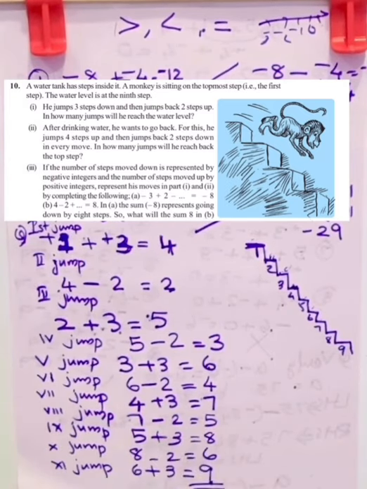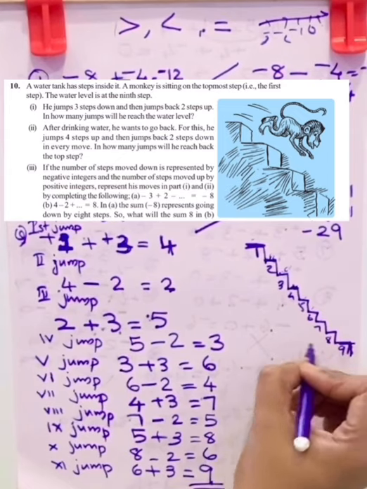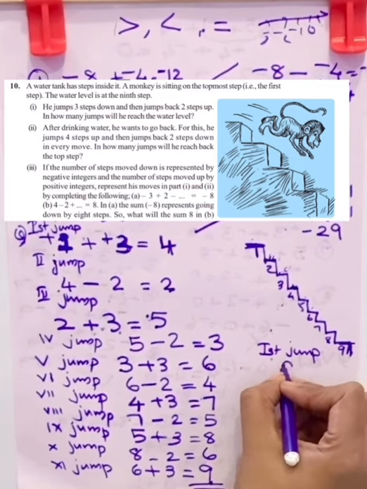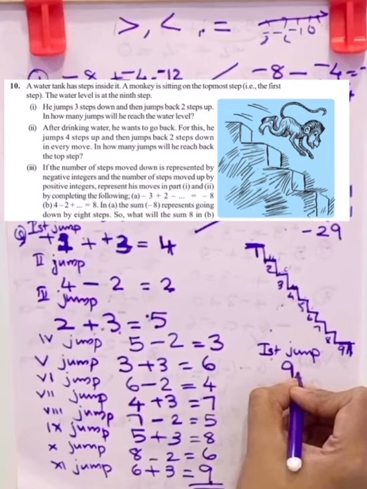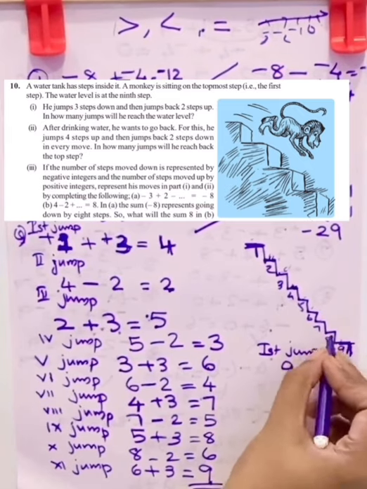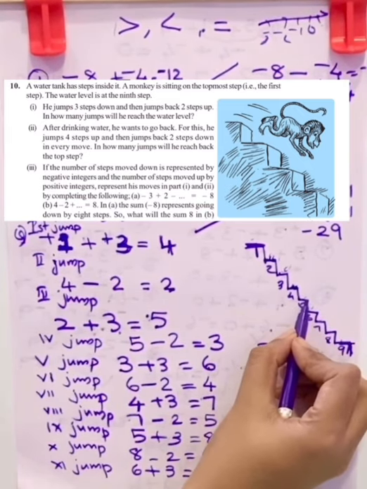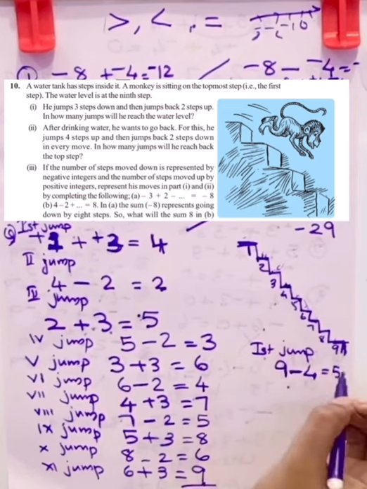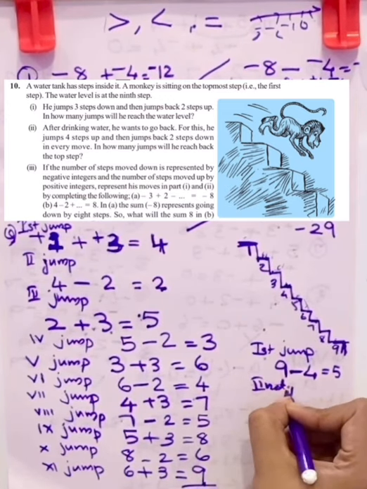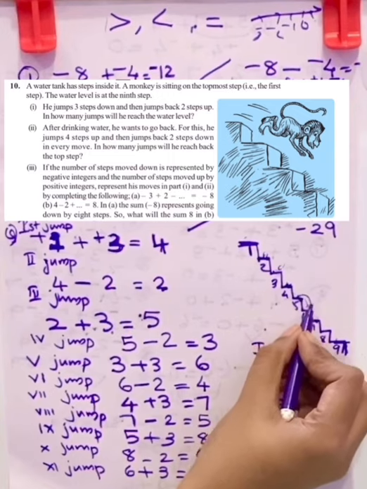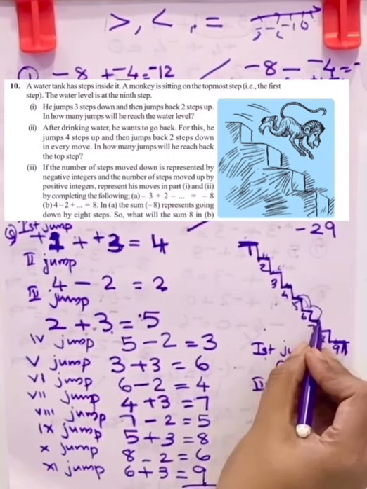That is first jump. Where will he reach? He was on 9th step. First jump. From 9th step, he will jump back 4 steps. That is 9 minus 4. He will reach here on 5th step. Now he jumps 2 steps downward. That is here. He will reach. That is in second jump. He was on 5th step plus 2 because he is jumping downward. Then he will reach 7th step.